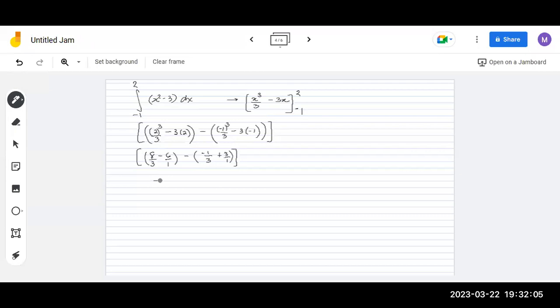My LCM here is going to be 3. 3 into itself goes 1 time, and 1 times 8 is 8. 1 into 3 goes 3 times, and 3 times 6 would be 18. LCM here is 3. 3 into 3 goes 1, 1 times negative 1 is negative 1. 1 into 3 goes 3 times, and 3 times 3 would be 9. And 8 minus 18 is going to be negative 10. So this is negative 10 over 3.